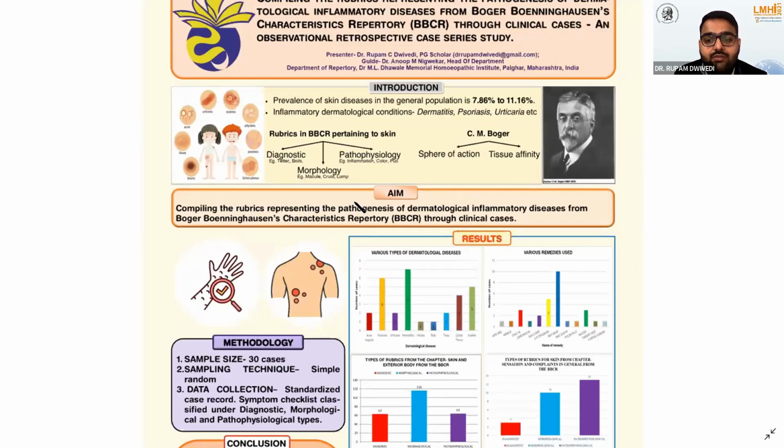The main aim of this study was to compile all these rubrics representing the pathogenesis of skin from BBCR. The study was retrospectively conducted on 30 pre-diagnosed dermatological inflammatory cases like dermatitis, psoriasis, urticaria, etc., collected by a simple random sampling method. All the symptoms pertaining to skin were classified under diagnostic, morphological, and pathophysiological types. A list of rubrics was made from BBCR's chapters Skin and Exterior Body and Sensations and Complaints in General, and was classified under diagnostic, morphological, and pathophysiological as well. All these symptoms were repertorized by BBCR from both chapters using a non-validated symptom checklist.